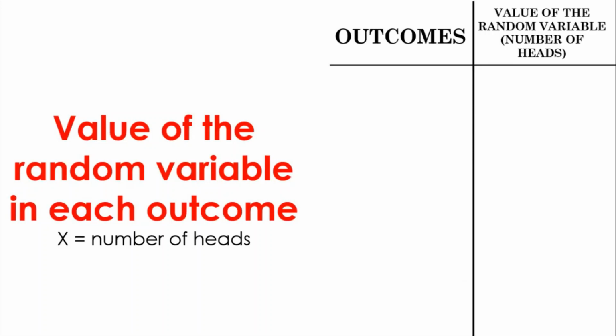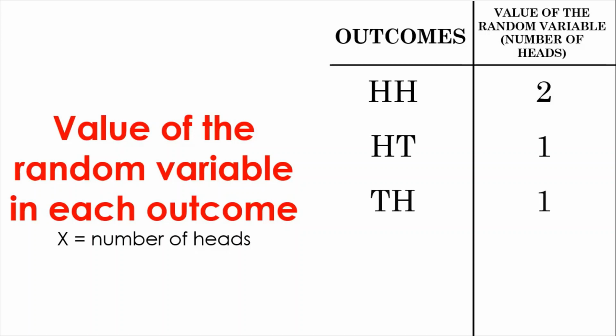Since the first outcome shows 2 heads, then we write 2 for the number of heads, or the random variable x. The second and third outcomes show HT and TH, so the random variable should be 1. And the last outcome shows 2 tails, which means we write 0 as a random variable.